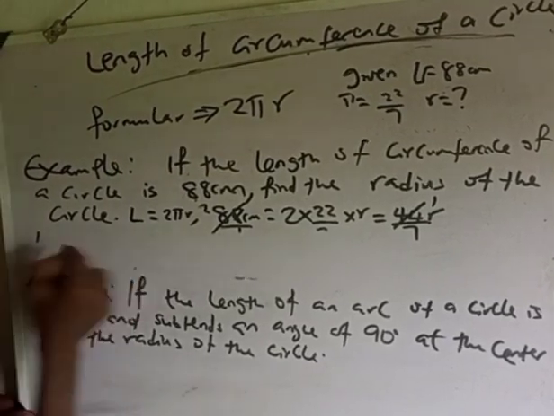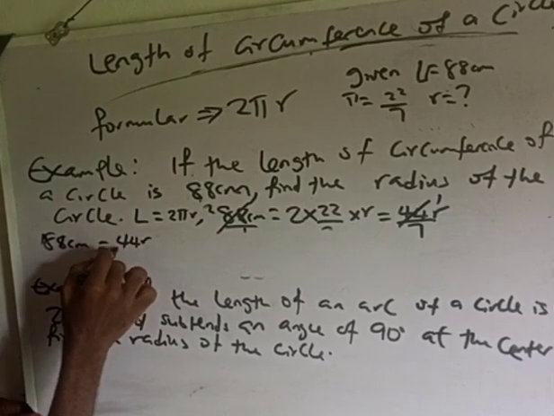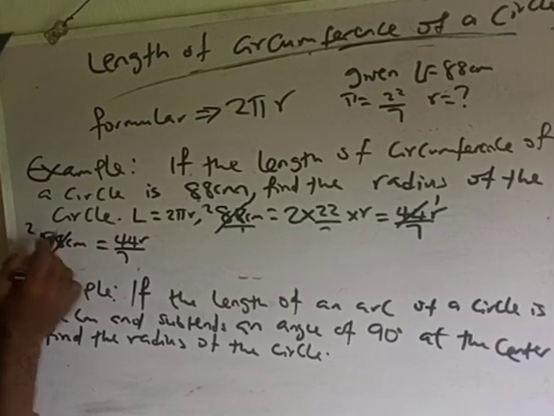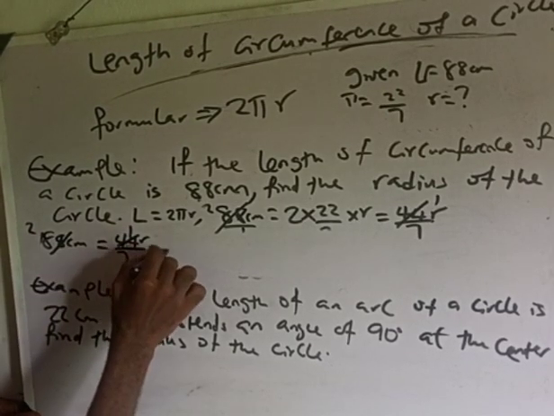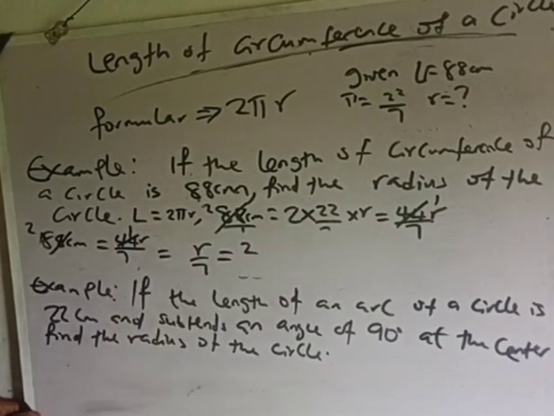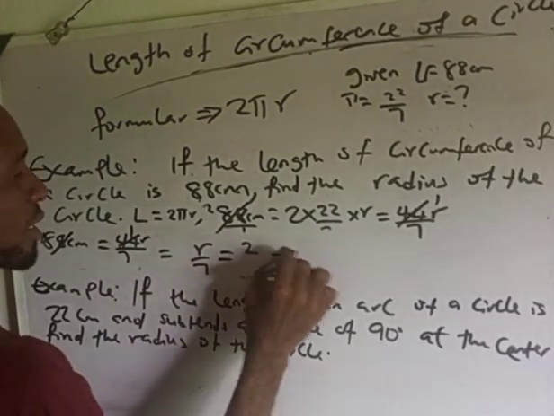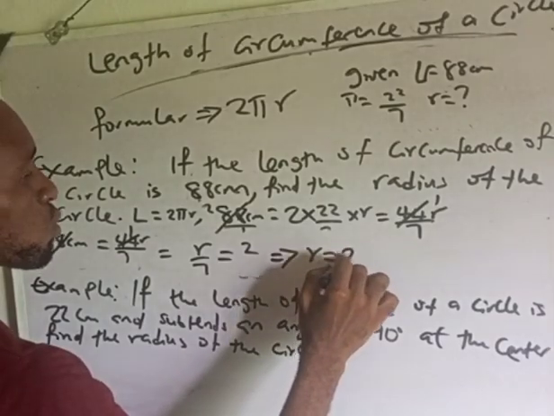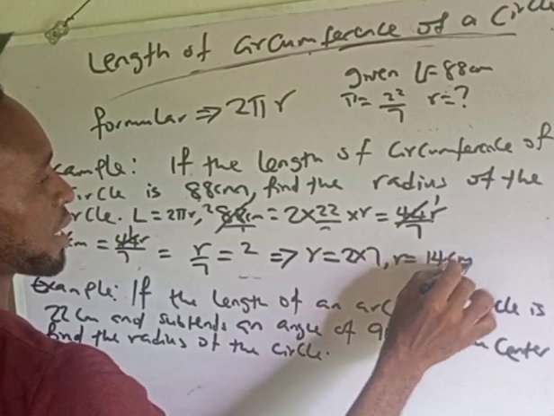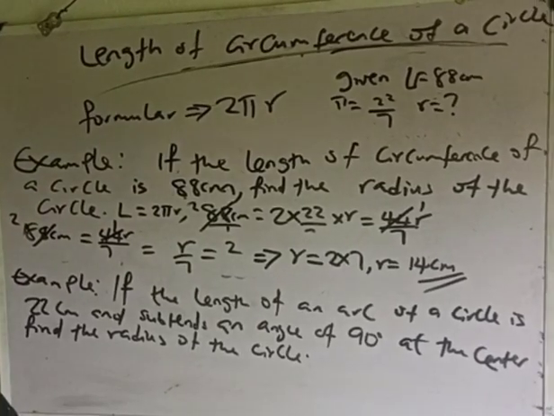So remember, we have that 88 cm is equal to what? 44r over 7. If I divide this side by 44, I'll have 2 here. If I divide this side by 44, I'll have 1. It will mean that 1r, or r over 7, is equal to 2, right? If I multiply both sides by 7, with the 7 coming over here, I'll have that r is equal to 2 times 7. So r will be equal to 14 cm. Is that okay? So our r gives us 14 cm in this case.